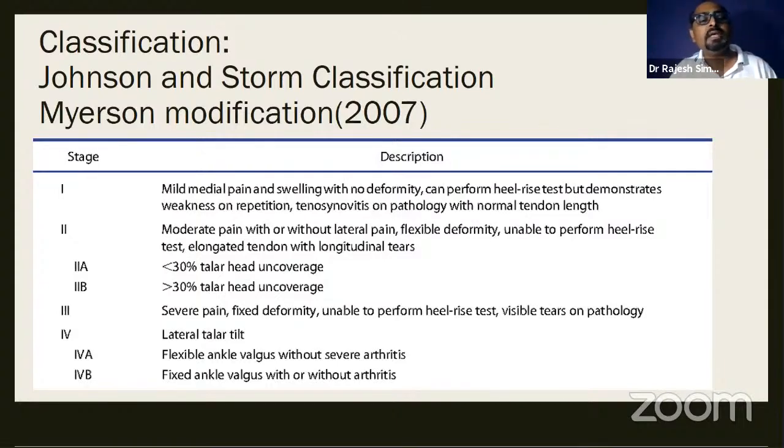So here you can see the talar uncoverage. That was the X-ray diagnosis, less than 30%, more than 30%. That explains the forefoot abduction. So the severity of the forefoot abduction leads to uncoverage, and that is where you diagnose as 2A and 2B. And when you see arthritic changes, then it has become rigid and it is stage 3. And when the ankle joint starts getting involved, the lateral talar tilt is seen, and that is stage 4. So Johnson and Strom classification is still used as the primary classification with Myerson's modification. And that is what we use for all the treatment plans.